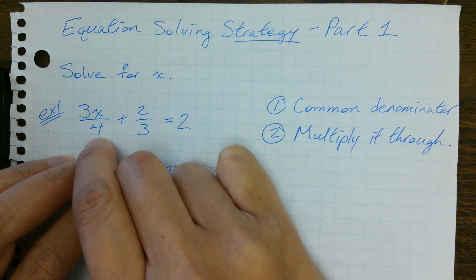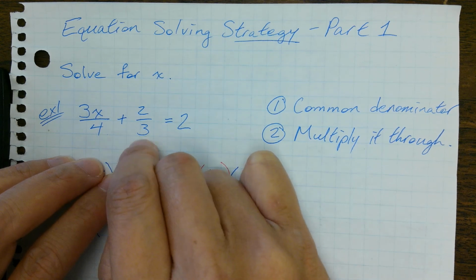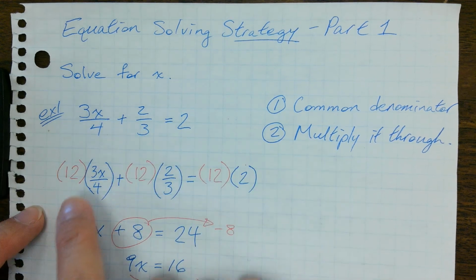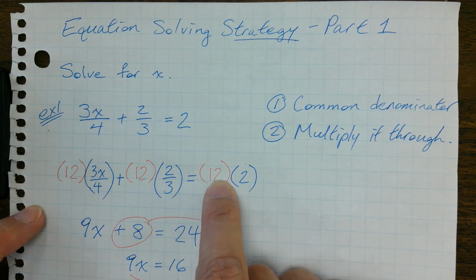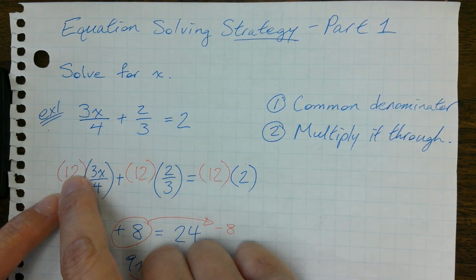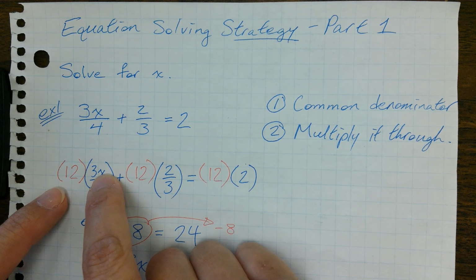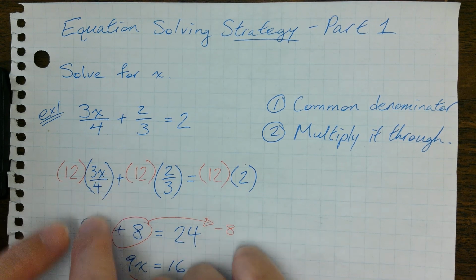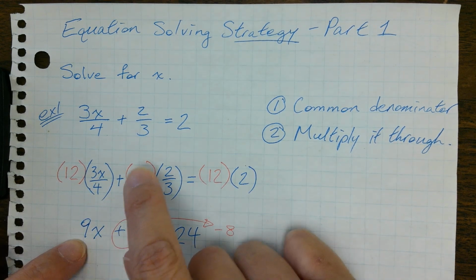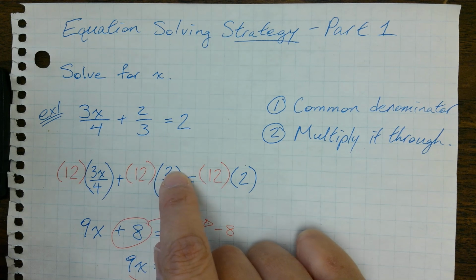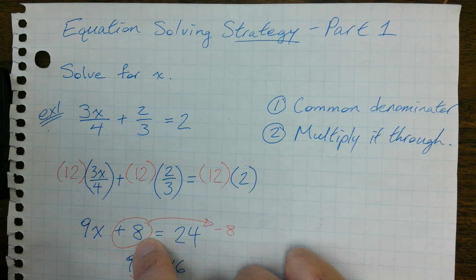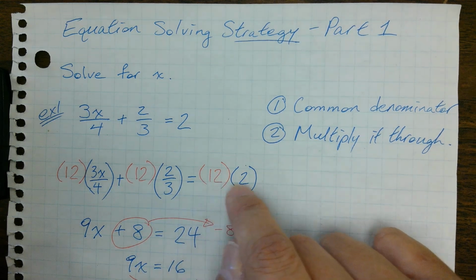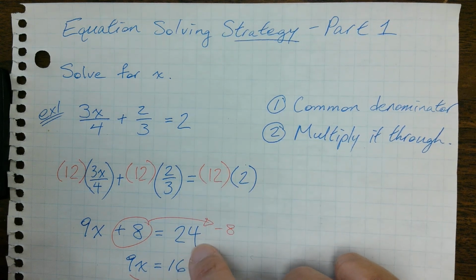So in this case, the lowest common denominator between 4 and 3 is 12. So I'm going to multiply each one of my terms by 12. And then let's see what happens. 12 times 3x is 36x. Divided by 4, you get 9x. 12 times 2 is 24. 24 divided by 3, you get 8.